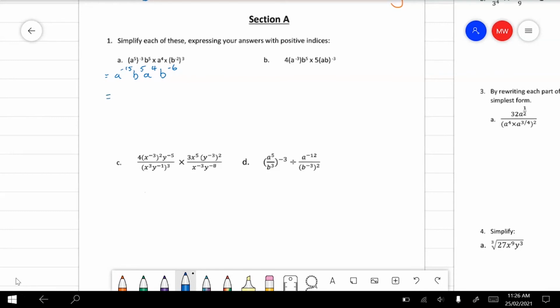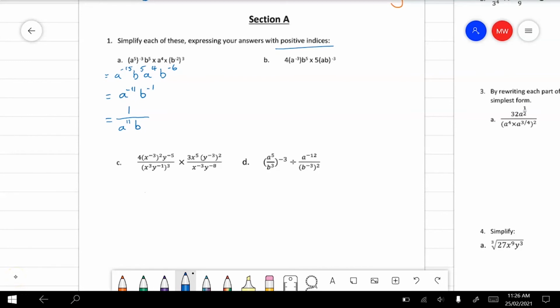So as we collect them, first of all, we'll collect them up. We've got minus 15 plus 4 leaves us a to the negative 11, and then we've got b to the 5 and b to the minus 6, which leaves us b to the minus 1. Now, both of those are negative, and it tells us we need positive indices, so both of these need to go down to become positive, and that's a to the 11 b to the 1.